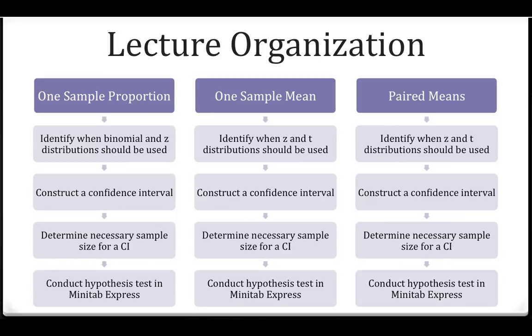So far, we've covered one sample proportion and one sample mean. The last section is actually going to be the quickest. It's paired means. And it's quick because it's almost identical to what we just did with one sample mean. The only difference is now we have an added first step of computing paired differences.